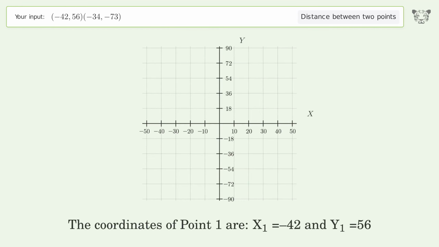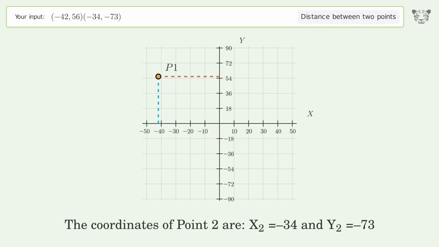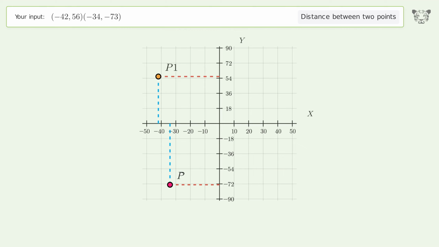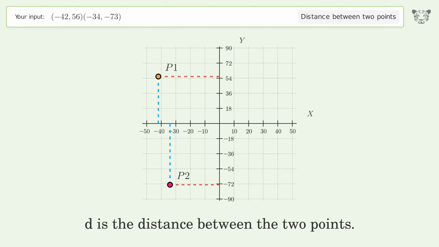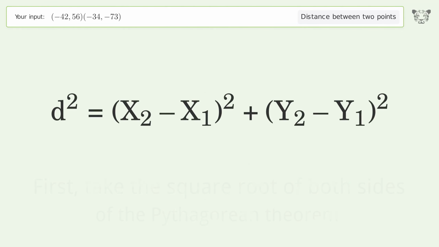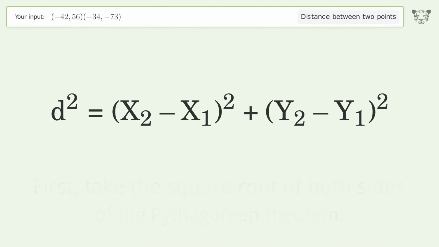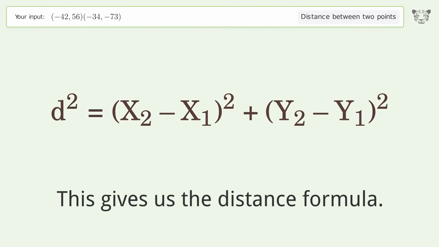The coordinates of point 1 are x1 equals negative 42 and y1 equals 56. The coordinates of point 2 are x2 equals negative 34 and y2 equals negative 73. D is the distance between the 2 points. First, take the square root of both sides of the Pythagorean theorem. This gives us the distance formula.